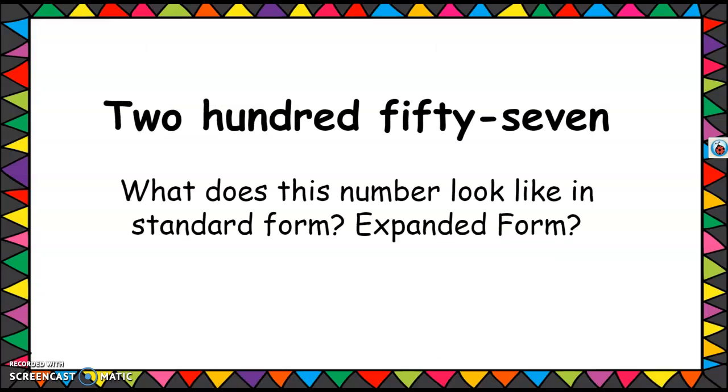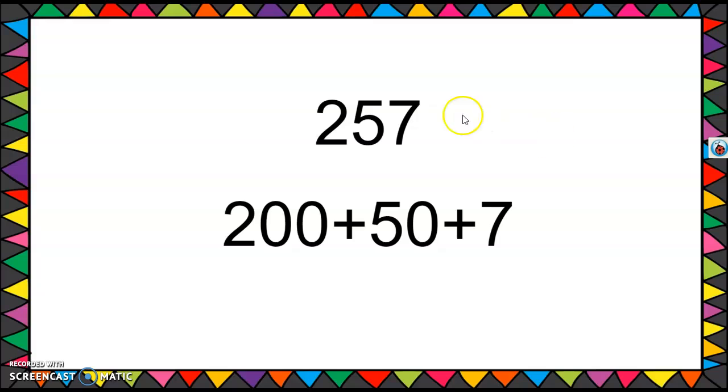This number right here, 257, is written out in word form. These are words to show you what the number is. So what does it look like in standard form and expanded form? This is standard form. This is expanded: 200 plus 50 plus 7.